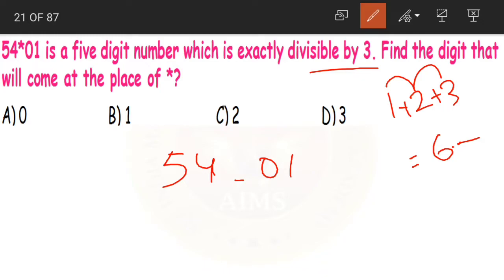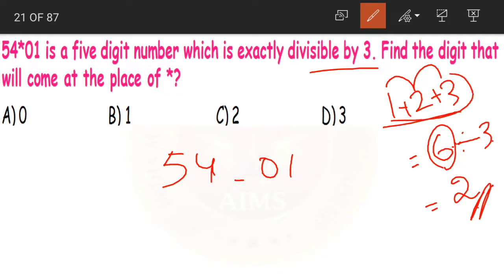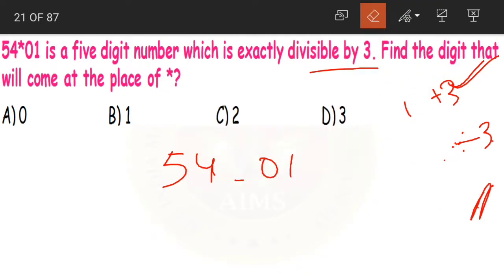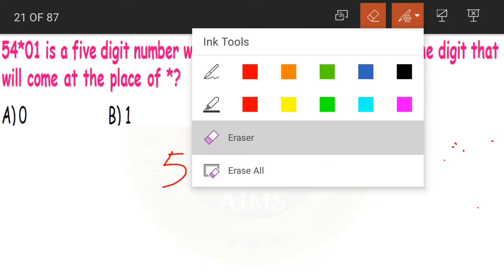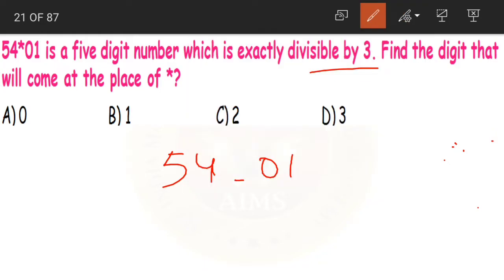Now, this sum should be divisible by 3. Is 6 divisible by 3? Yes, 3 twos are 6. It is exactly divisible. So, when the sum is exactly divisible, the number 123 is also divisible by 3. Okay, children? Now, let us see which of the numbers, when we place it, makes the sum exactly divisible by 3. Let us take the options.